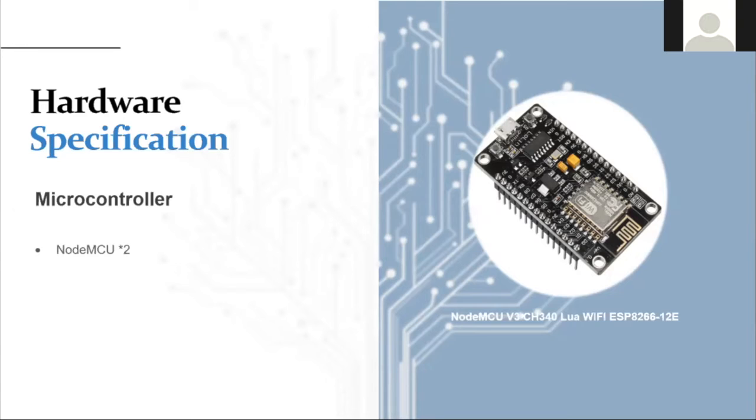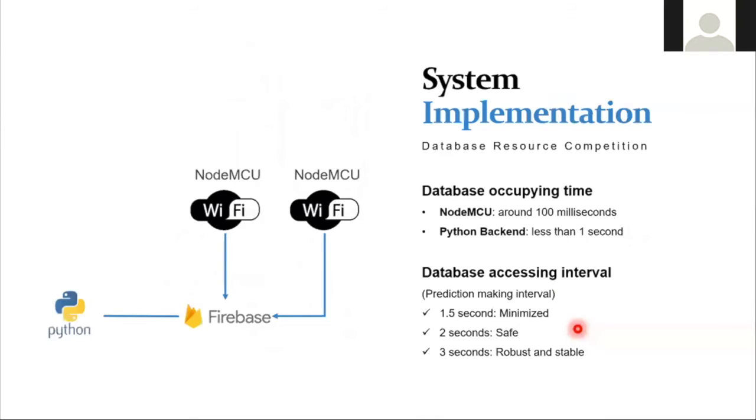In the real implementation, we actually use two NodeMCU boards. Thus, there are actually three parties that need to access the database. Meanwhile, the sensors collect data at the millisecond level. However, updating the data to the database at the millisecond level could cause database resource competition or database congestion. The data updating time of a NodeMCU is within 1 second, around 100 milliseconds. Hence, the updating times of the two NodeMCUs could be set within 1 second of difference.